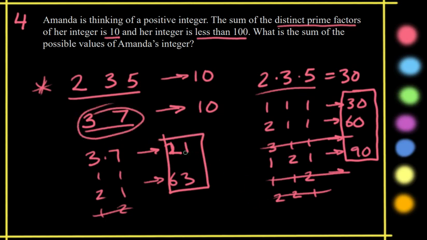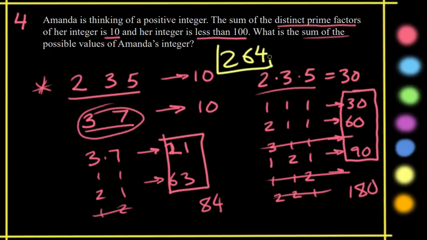Now we've got all the answers, and what does it want? It wants the sum of them all. So we have to add them all up. Here we have 90 and 90 is 180 for these 3, and this is 84 over here. So 180 plus 84, that'll be 264. Let's go ahead and write that here. 264. That's our final answer there.